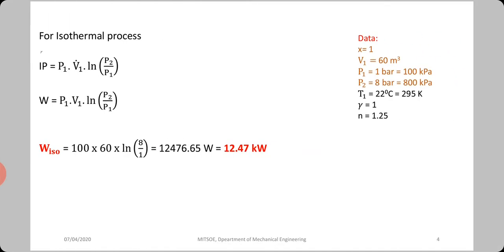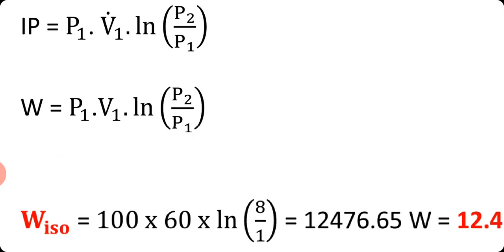Now we will see the solution of it. Let us start with the first question. W when the process is isothermal. What is the formula for W? For an isothermal process, W is equal to P1 V1 natural log of P2 by P1.